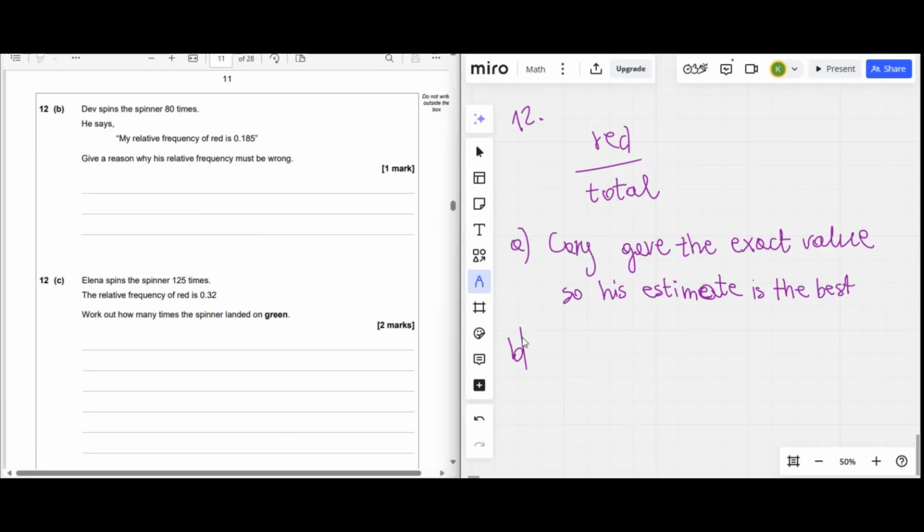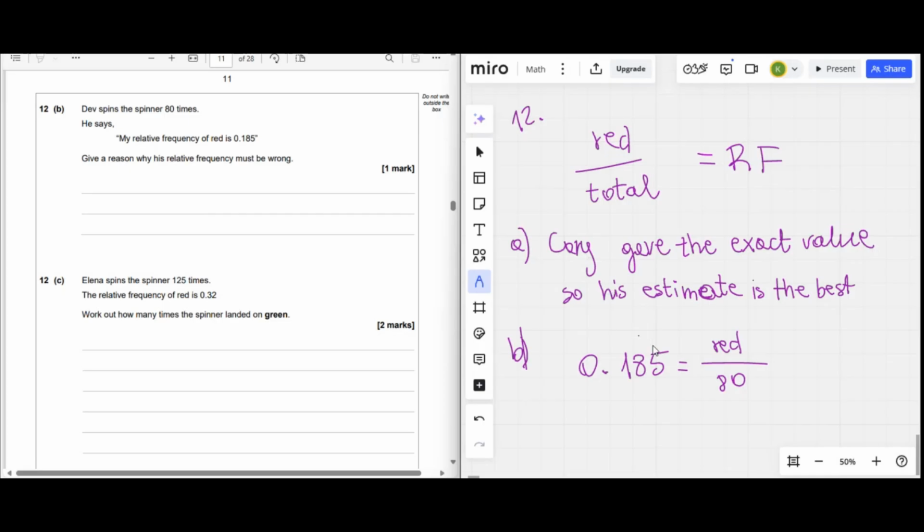Dalej mamy Dev. Dev spins the spinner 80 times. He says, my relative frequency of red is 0.185. Give a reason why his relative frequency must be wrong. So the relative frequency would be that number of red by the total. So he's saying that the relative frequency is 0.185. And this is number of reds by the total of 80, yeah?